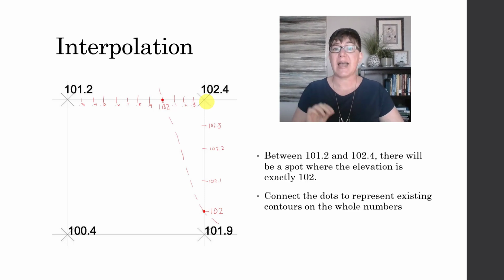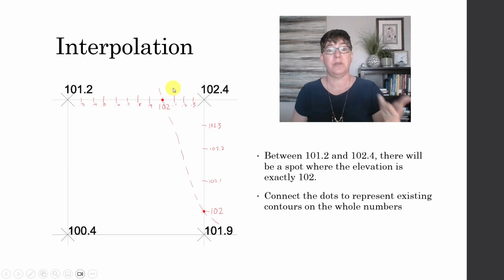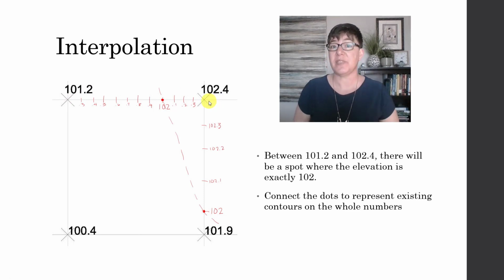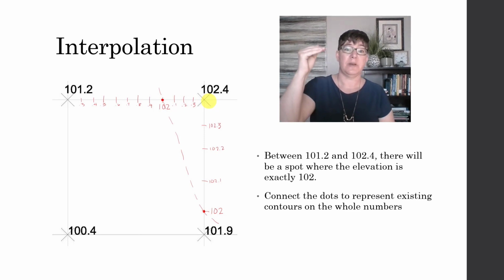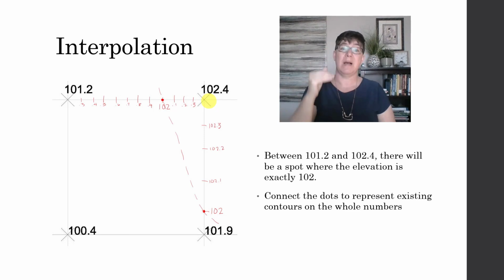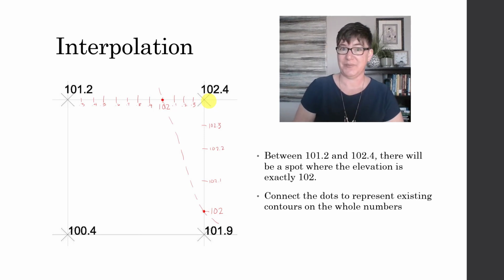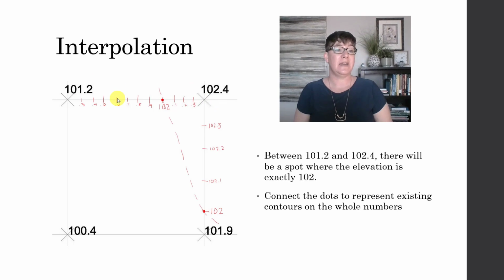How do we find exactly where 102 is between 101.2 and 102.4? All right, you're going to count the tenths in between these two numbers. So you can subtract 102.4 minus 101.2, and you'll find that you have exactly 12 tenths. Then you're going to divide this distance from here to here into 12 equal segments.